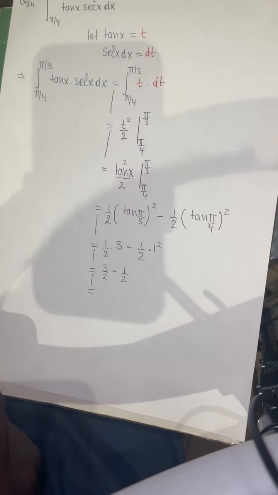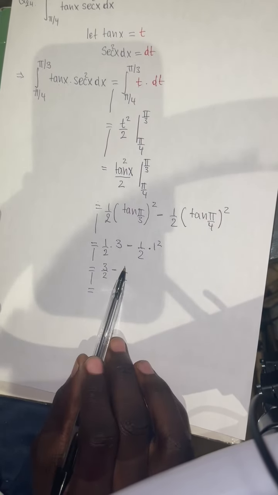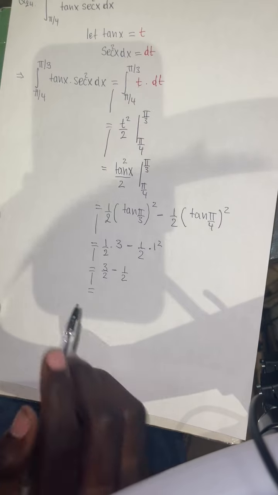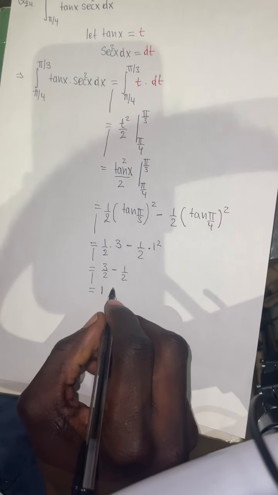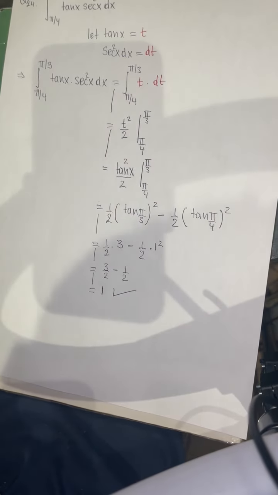So we can solve this now, right? 3 minus 1 is 2. Divide by 2, the answer is 1. That is how easy it is. So the answer is 1.